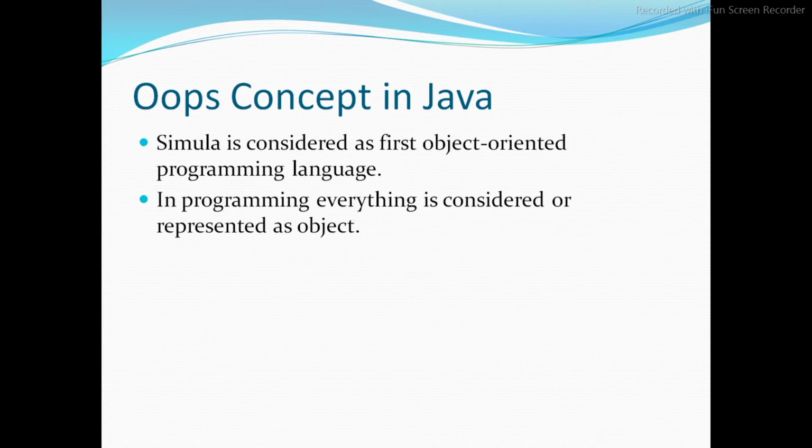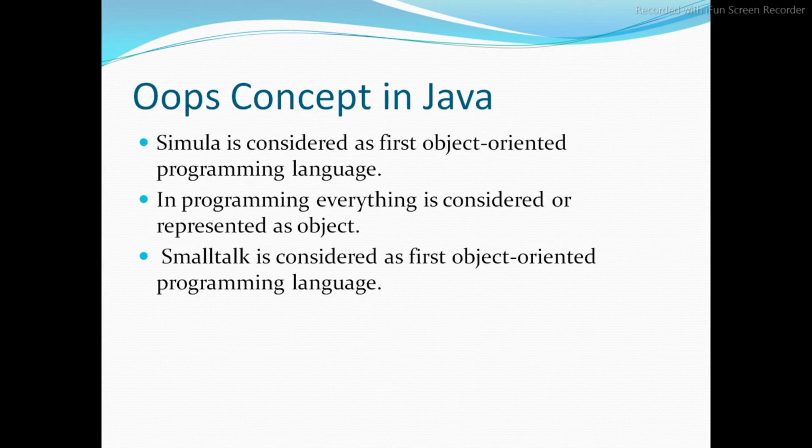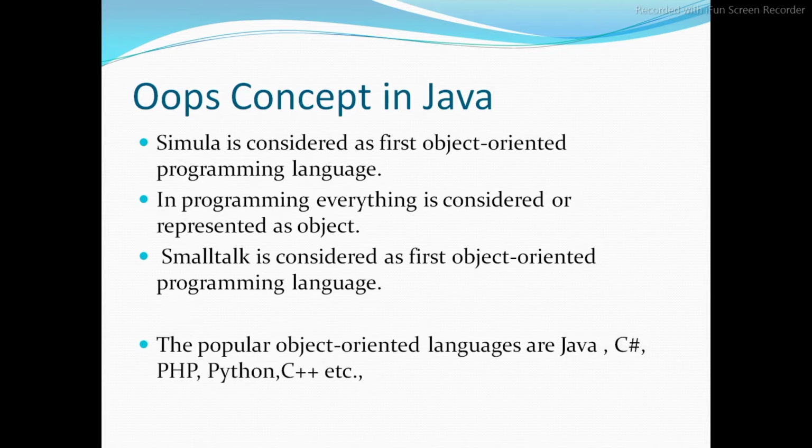Smalltalk is considered as the first object-oriented programming language. The popular object-oriented languages are Java, C#, Python, PHP, C++.